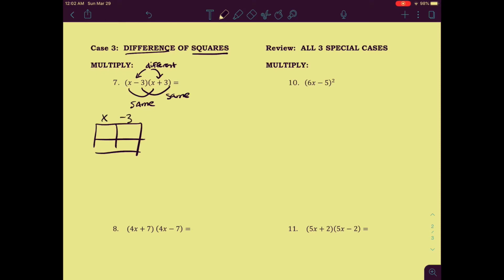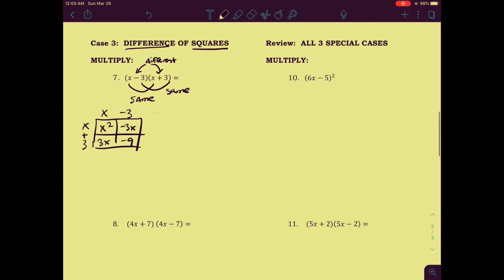I'm going to put x minus 3 on top, x plus 3 here. Again, it doesn't really matter. I could have put x minus 3 on the left side. I could have put x plus 3 on the top, and it won't make a difference in the end. Multiplying x and x, I get x squared. Multiplying x and negative 3, I get negative 3x. Multiplying 3 and x, I get 3x. And 3 times negative 3 is negative 9.